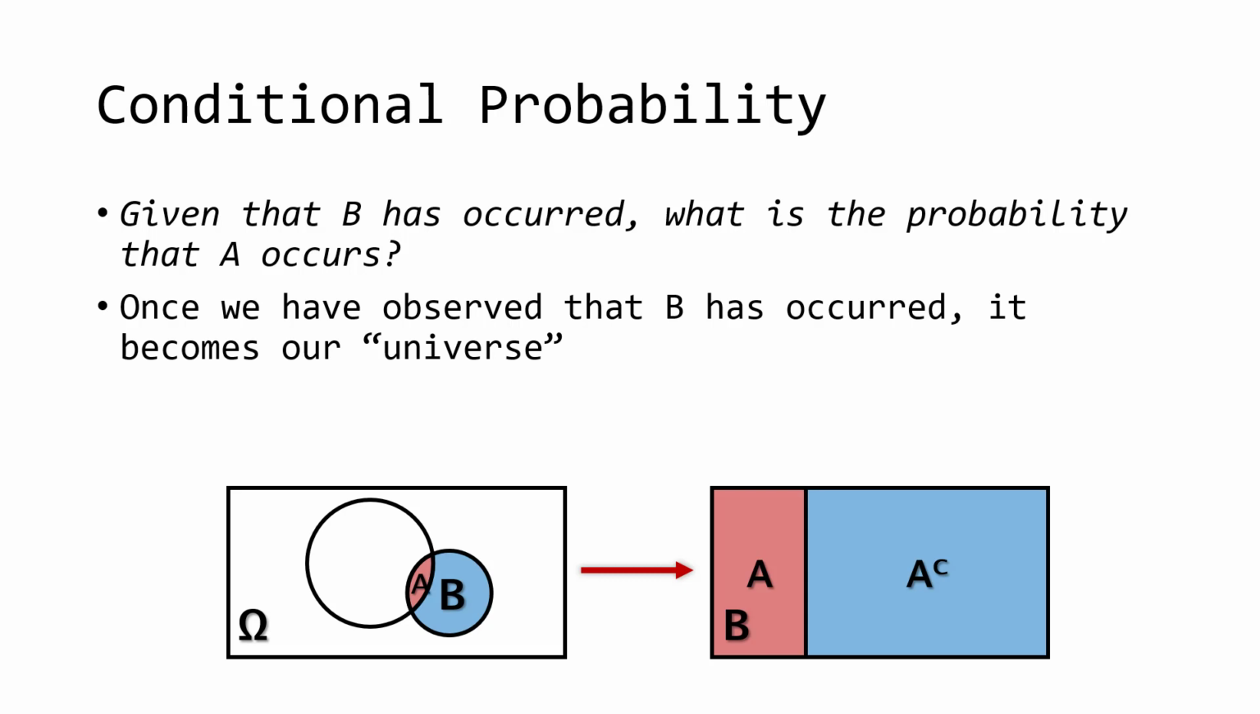After B has occurred, the possible outcomes are that A occurs or A does not occur, which is written as A complement. The probability that A occurs given that B has occurred is the area of overlap between A and B divided by the whole area of B.